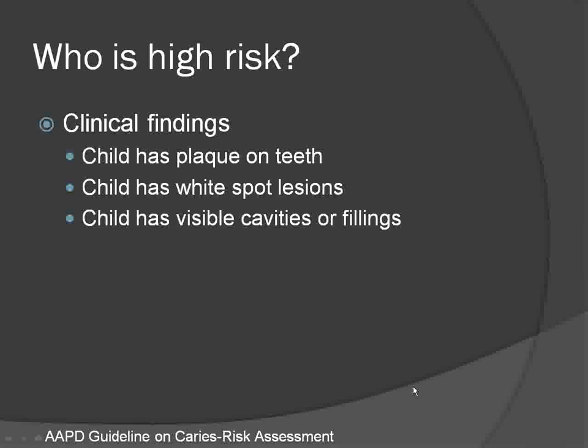Now, if you're actually looking at the teeth themselves and you're trying to determine if a child is high risk, if the teeth have plaque on them, if they look fuzzy or like they have a film on them, that child is high risk. White spot lesions, we're going to look at some pictures of those in a few minutes, but those are pre-cavities. And again, that's a sign of high risk for future caries. And then obviously if the child has already had caries in the past, then they are more likely to get cavities in the future.